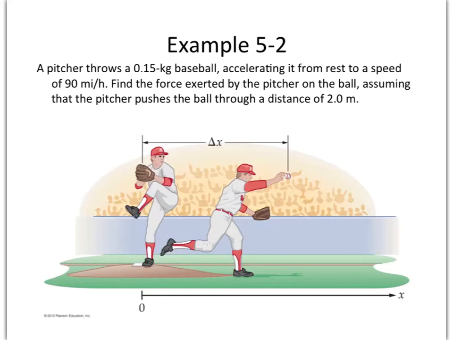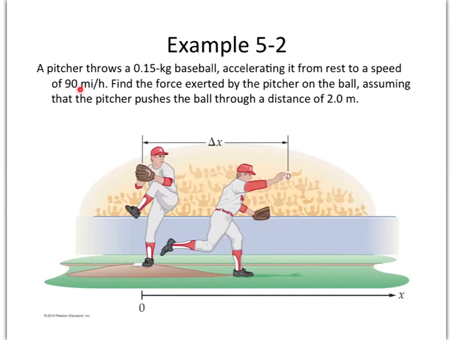So we've got a pitcher who throws a 0.15 kilogram baseball, which as I recall is actually the right mass of a baseball, accelerating it from rest to a speed of 90 miles per hour. Well, there's a little bit of a problem because we're going to need to convert 90 miles an hour to meters per second. But not only that, going from rest to a velocity of 90 miles per hour sounds like a change in velocity.